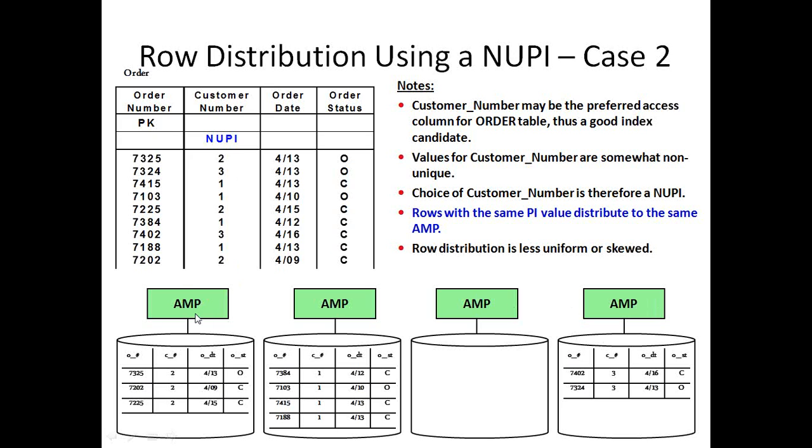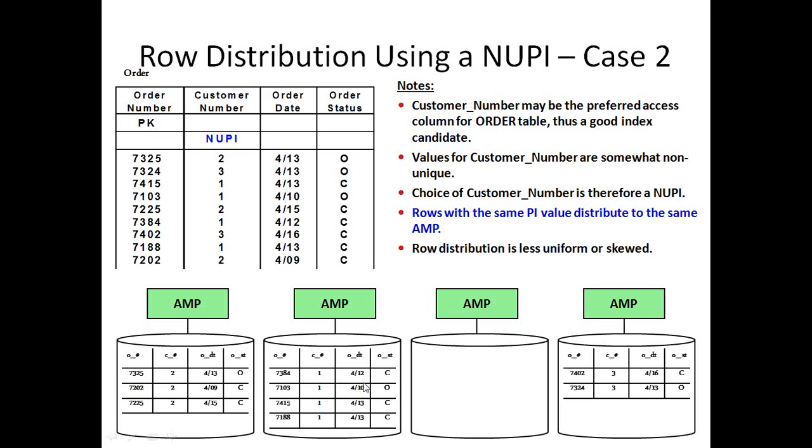And how many amps do we have here? 4 amps. When these non-unique primary index values are hashed by the hash algorithm, all ones will generate the same row hash value and will be stored in the same amp. So all ones are stored in amp 1, and all twos will generate the same row hash value and determine the same amp to be stored. All threes would generate the same row hash value and be stored in an amp. So 1 amp is empty for this data table.